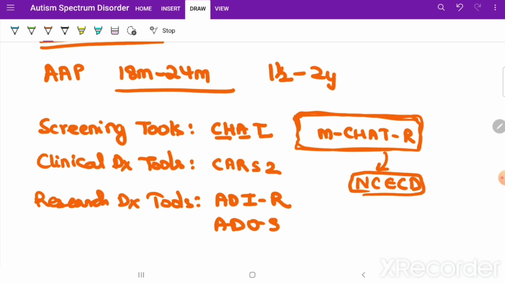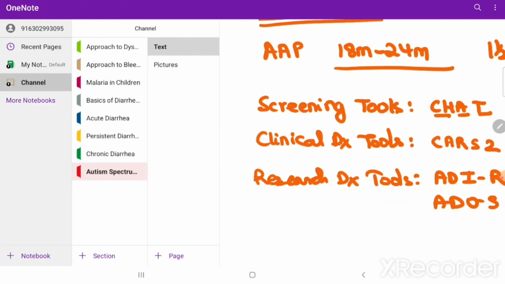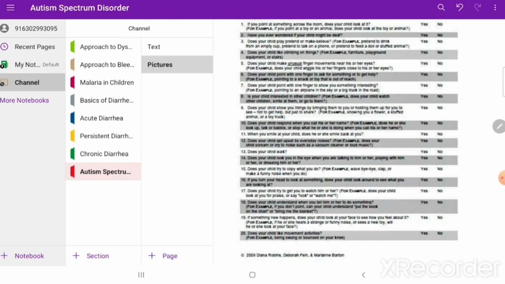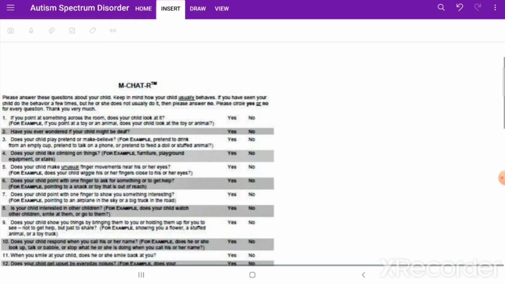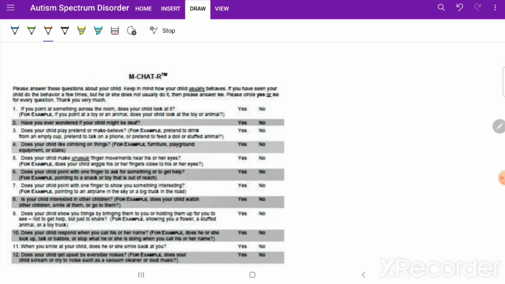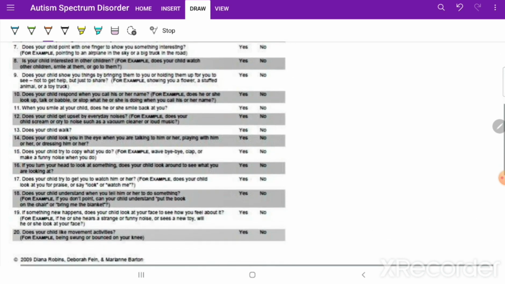We are using this MCHAT-R, which I am going to show you here. What is this MCHAT-R, which is a screening tool? See what it says. Please answer these questions about your child. Keep in mind how your child usually behaves. If you have seen your child do the behavior a few times, but he or she does not usually do it, then please answer as no. Please circle yes or no for every question. There are 20 questions here.